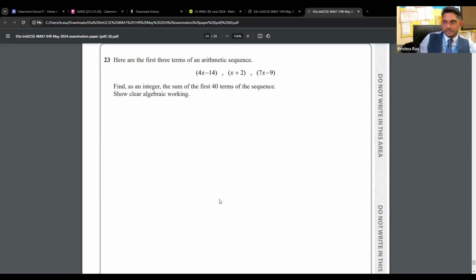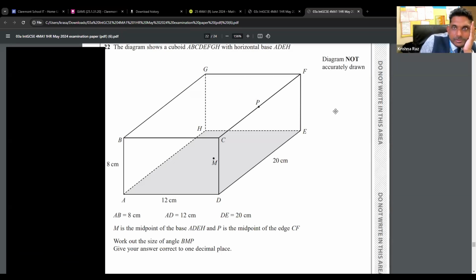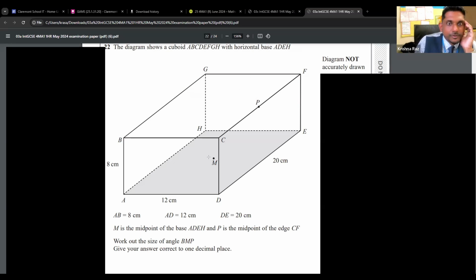Right, next one, 22. We want to find the angle BMP. Let's draw that triangle first. We have a B, an M, and a P, and that angle there is what we need to answer the question. If I just annotate on the diagram, BMP is that triangle there.